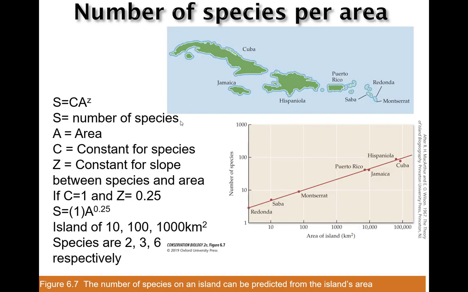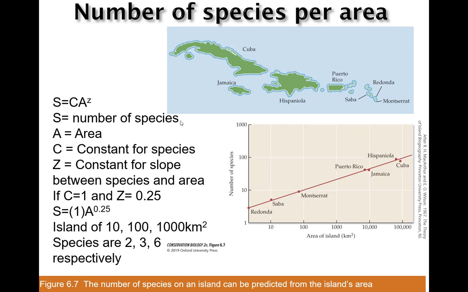So islands are also unique and make a really good proxy for understanding habitat fragmentation as well, based on how we can calculate the number of species per area on an island. Because we can essentially predict that number of species on an island based on the area, and we use this equation S equals CA^z, where S is the number of species we're trying to calculate, and A is the area of that island.